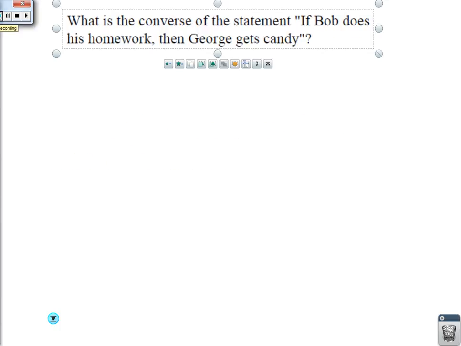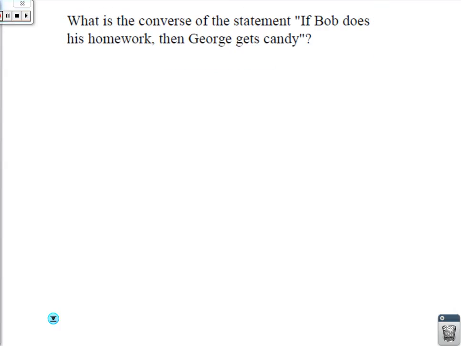What is the converse of the statement: if Bob does his homework, then George gets candy? When we do inverse, we not. When we do converse, we what? Flip them. Move them. Leave the if and then; if is on the front and then is on the back. So if George gets candy, then Bob did his homework.